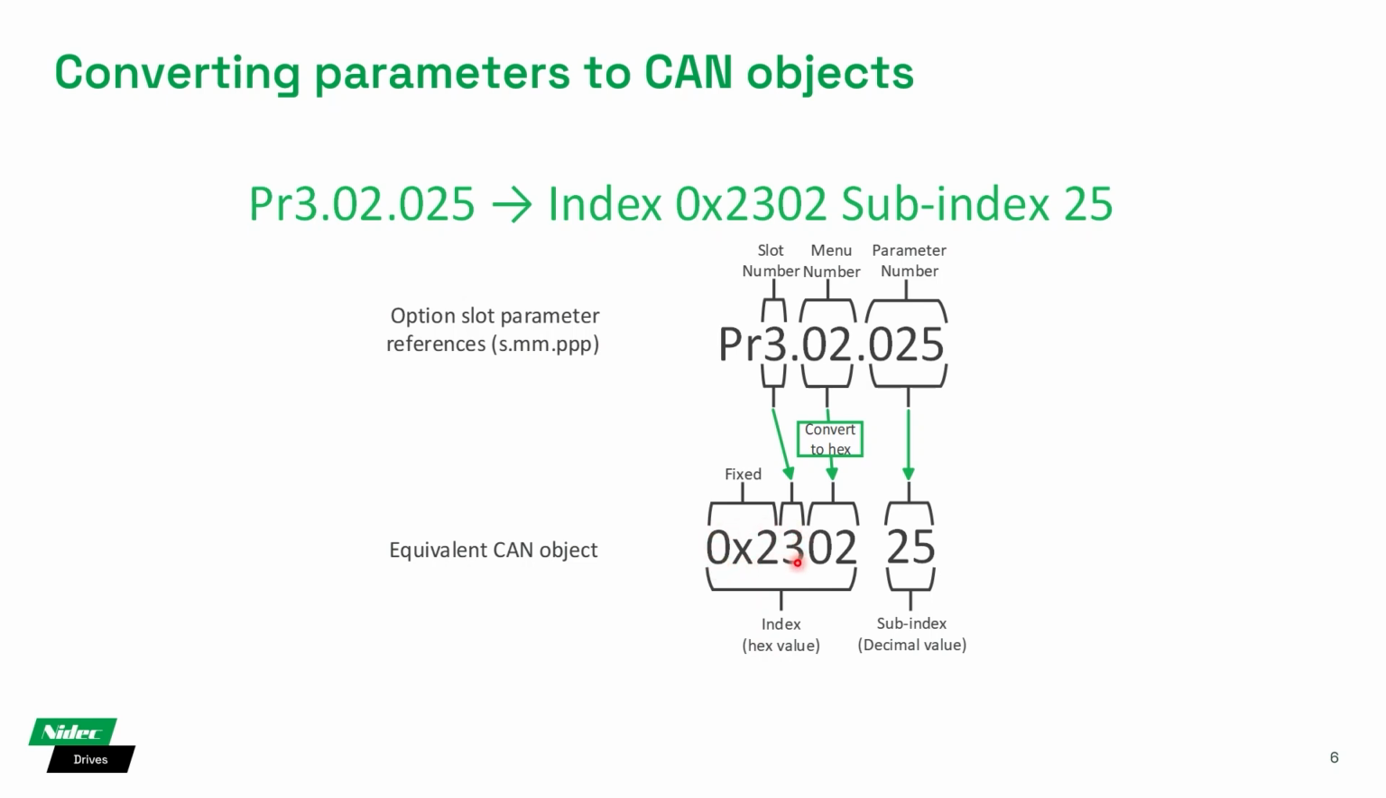Then the next character along defines the slot number, which will be a number from 1 to 4 depending on the hardware that you've got. The last part again is the menu number with a leading 0, so in this case it's menu 02. That would be placed in here, and 02 in decimal converts to 02 in hex. They end up being the same, so in this case there's no change. Last of all, the parameter number as a decimal simply gets passed to the sub-index as a decimal.